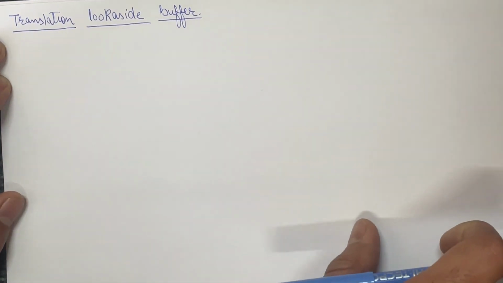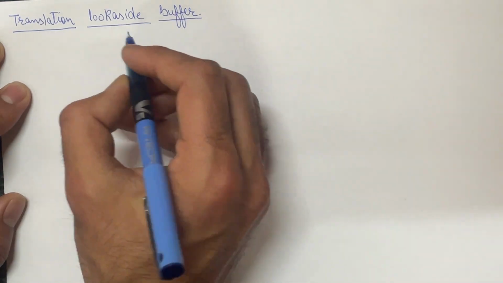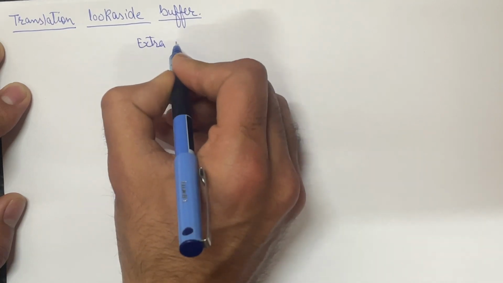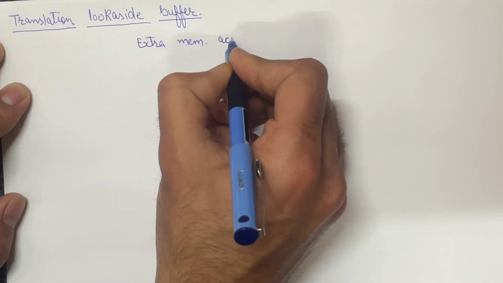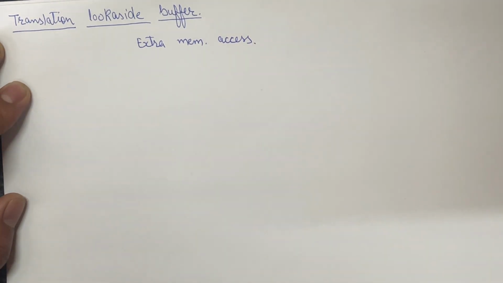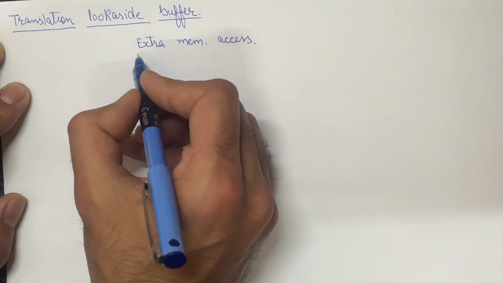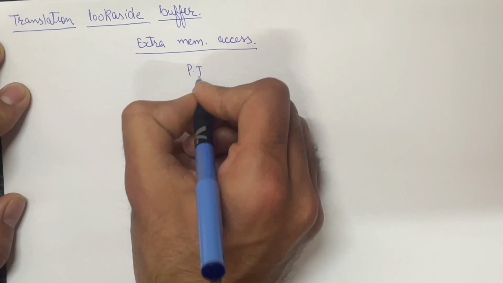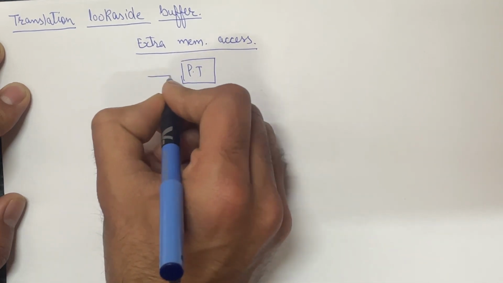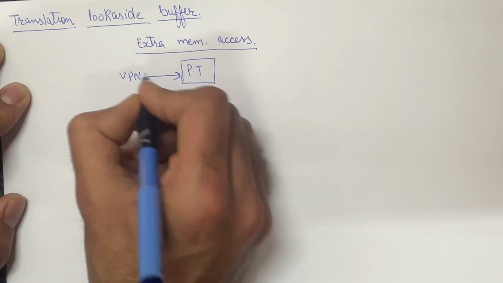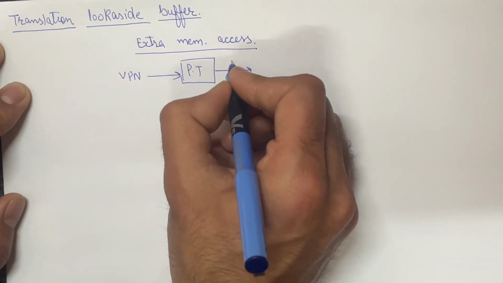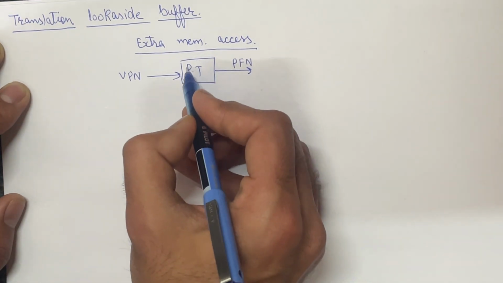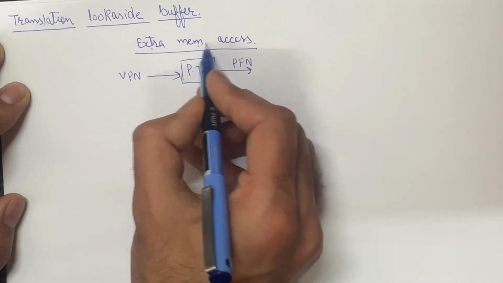So what was the limitation? The limitation was that we have to do an extra memory access. And why was this limitation there? This extra memory access was because we have to access the page table. So this was our page table, and it was indexed by virtual page number. And from this page table, we were getting the physical frame number. Because of accessing the page table, there is this extra memory access.